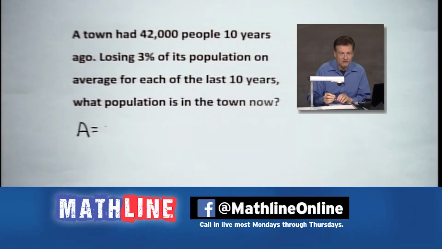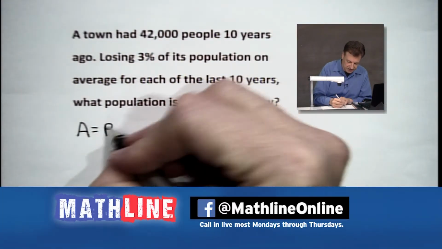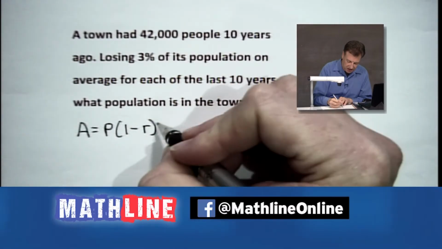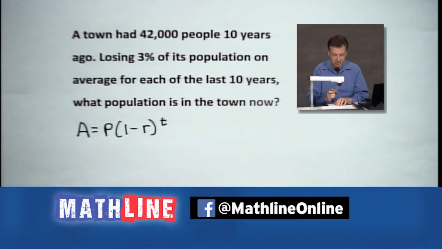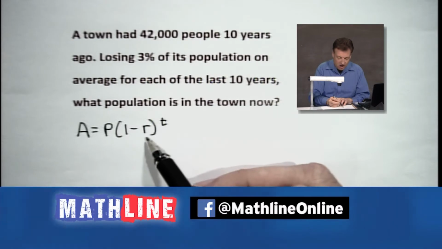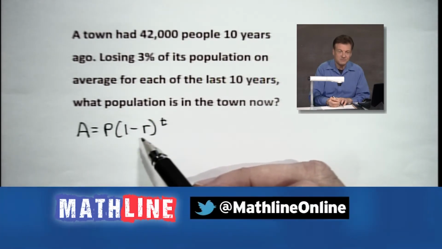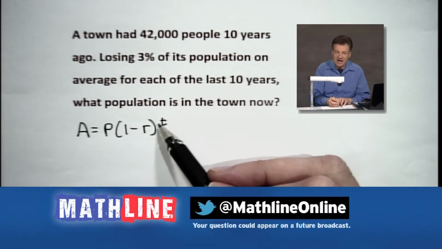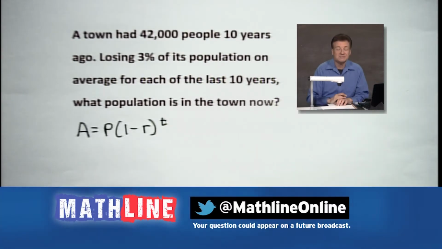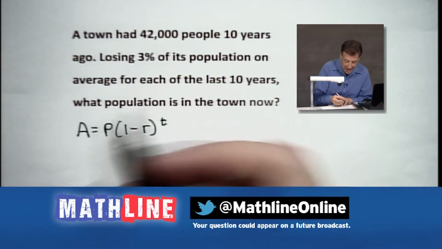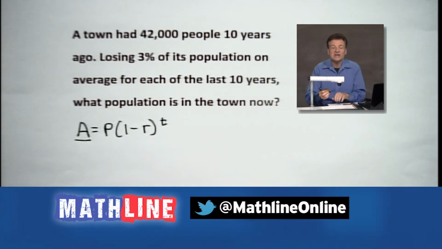So let's go ahead and write our formula here. P times 1 minus R, we're going to raise that up to T. Now remember, P is principal where we start. R is the rate of decrease in this case. And T is how long, how many years did it happen? Notice that becomes an exponential. That's why we call this exponential decay. A, not the amount of decrease, but the amount that's left over.